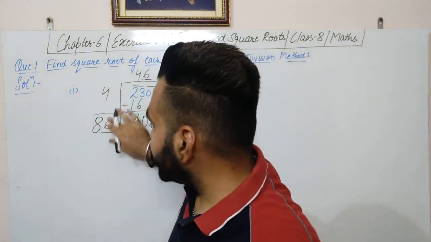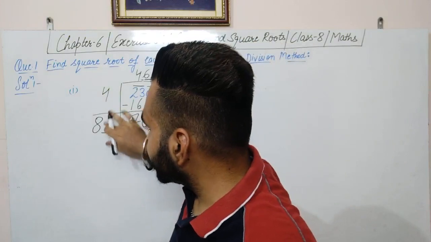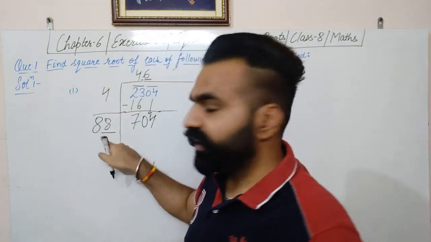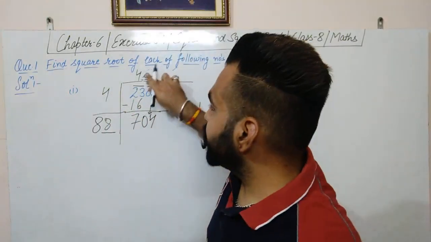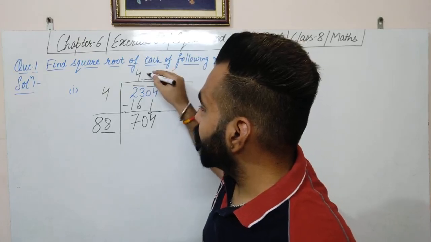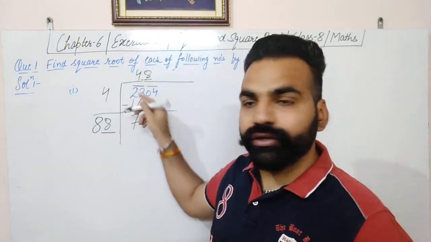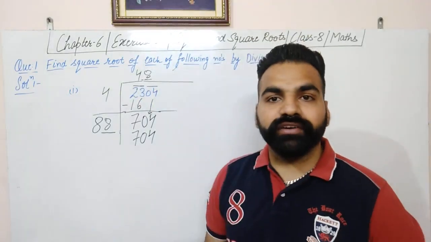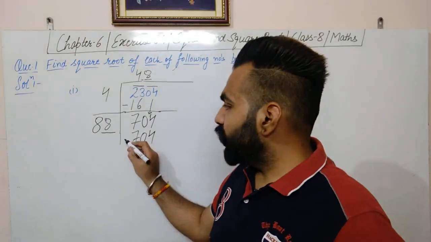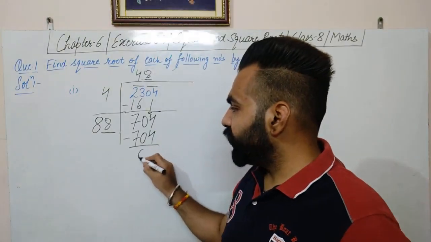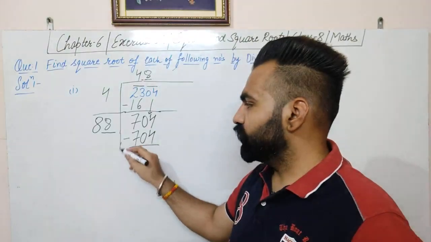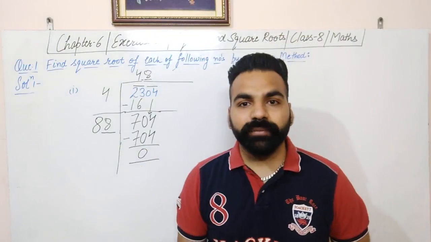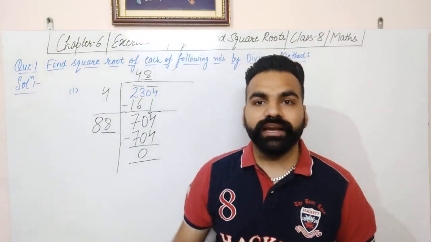Now we will check whether we can take 88 here. So if we take 8 here, then the digit here will also be 8. And 88 into 8 is exactly 704. You can verify by multiplying. So now the next step is to subtract and the remainder is 0. Whenever we find the remainder 0, we will stop at that point.